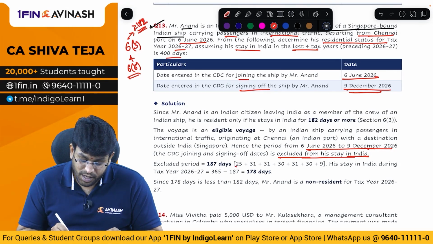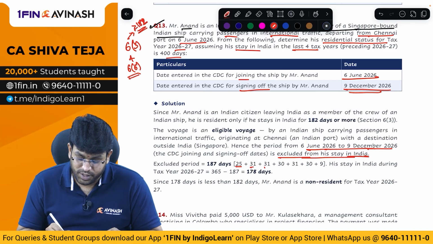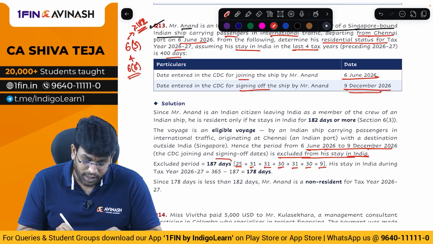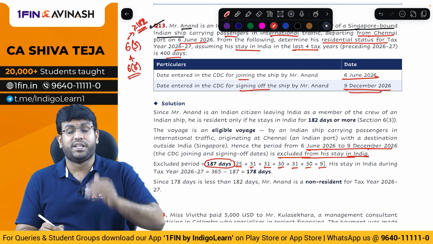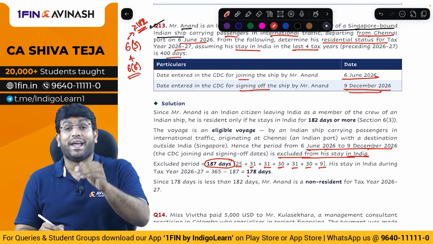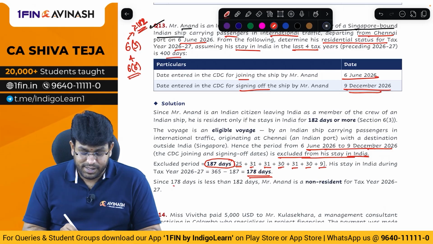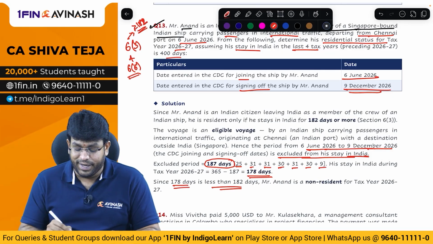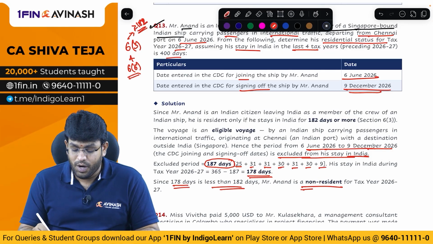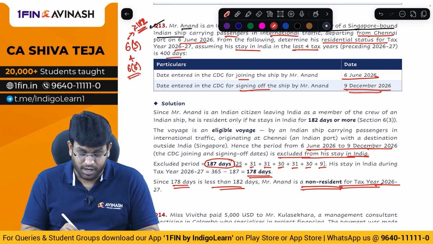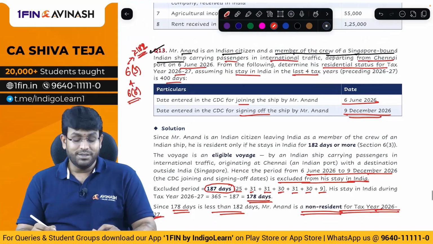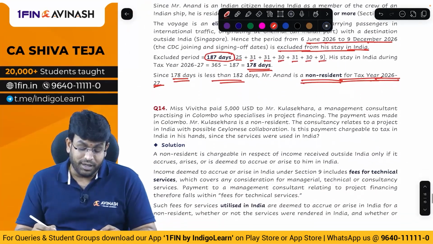So 6th June means 25 days in June, 31 days in July, 31 days in August, 30 days in September, 31 days in October, 30 days in November, 9 days in December. Total 187 days we will treat as if he is not in India. The balance period is 178 days. And since 178 days is less than 182 days, Mr. Anand is a non-resident for tax year 26-27. That is the story of this question number 13.